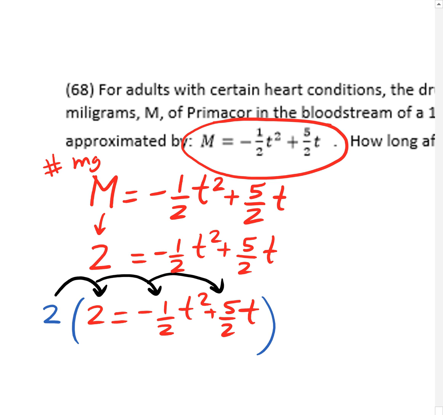On the left, we got 2 times 2, that'll make 4. On the right, maybe I'll be careful. I'm going to write the 2 that I'm distributing and multiply it by the fraction. And then be careful, think about it. It's negative 1/2 t squared.